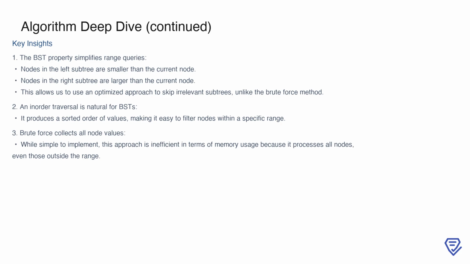Additionally, an inorder traversal is a natural fit for BSTs because it produces a sorted sequence of values, making it easy to identify nodes within a given range. However, the brute force method is inefficient in terms of memory usage since it processes all nodes, even those outside the range, which leads us to consider a more optimized solution.